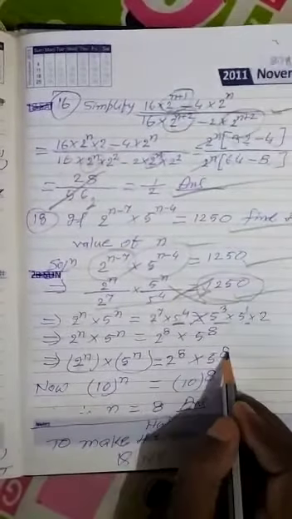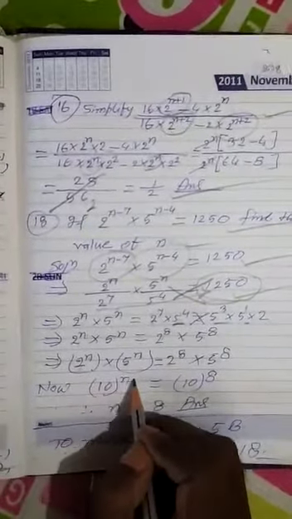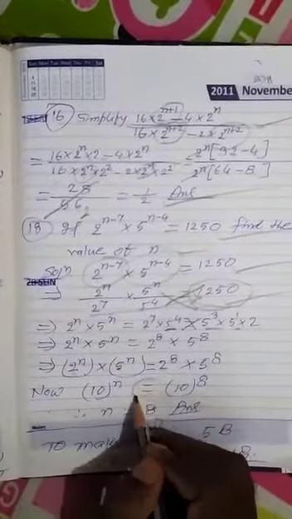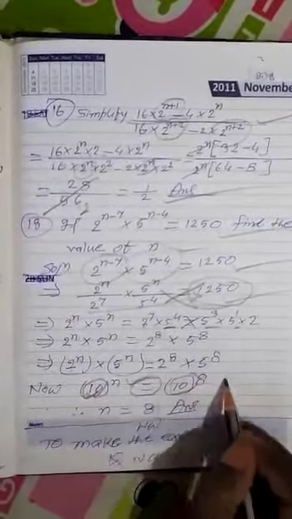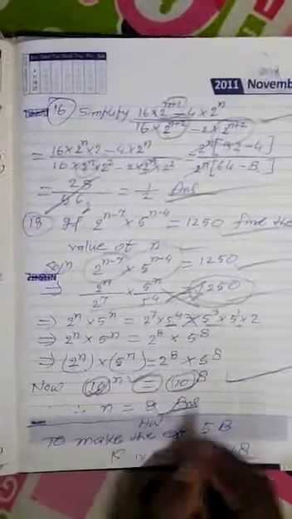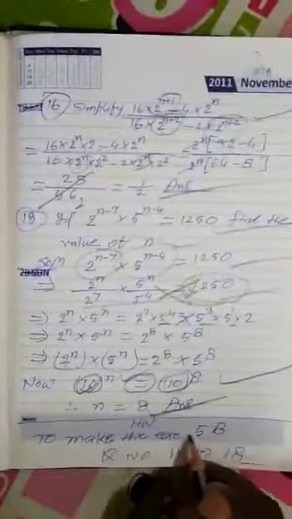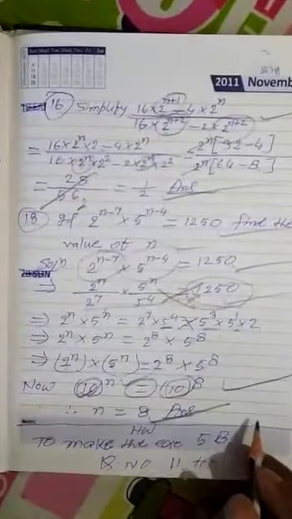Therefore power are same, base multiply, therefore 10 whole to the power n is equal to 10 whole to the power 8. In equal case, base are equal, then power are equal. Therefore n is equal to 8. Okay students, homework: do the exercise 5B, question number 11 to 18. All the best.